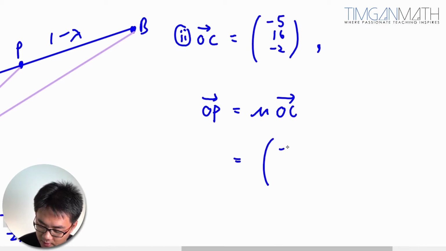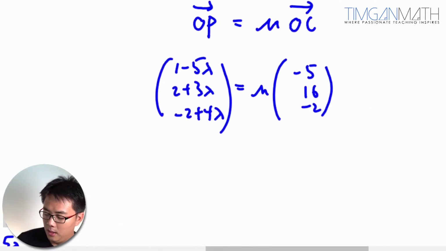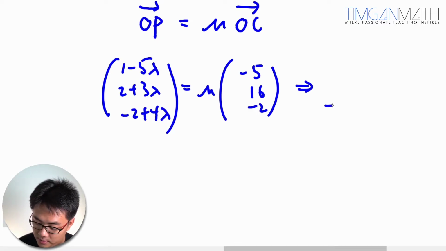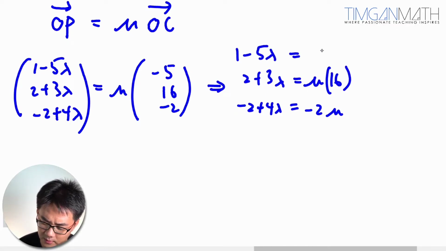So this would be minus 5, 16, minus 2, and OP will just be 1 minus 5 lambda, 2 plus 3 lambda, minus 2 plus 4 lambda. That's okay. What you need to do is basically just solve for the unknowns. Okay, so anyway, we get minus 2 plus 4 lambda equals minus 2 mu, and 2 plus 3 lambda equals 16 mu, and 1 minus 5 lambda equals minus 5 mu. So I think the fastest way is just to do division.